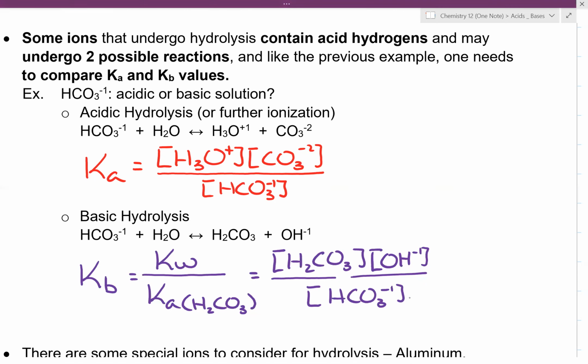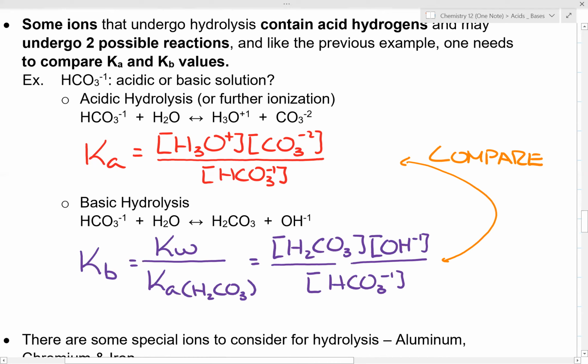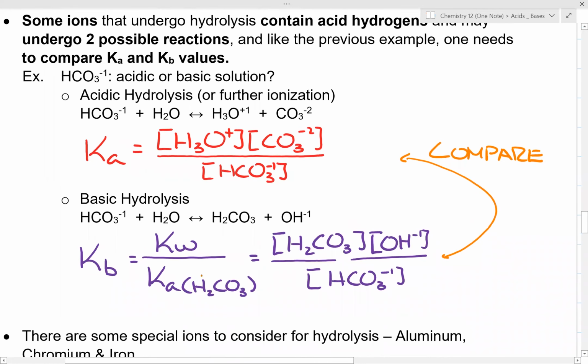And again, what we need to do is compare the two to see which one is larger, and that would be the dominant reaction. Now, the one thing when you're calculating Kb is, remember, it's Kw over Ka of the conjugate acid. So that's why I'm highlighting the fact that you have to be aware it's H2CO3.